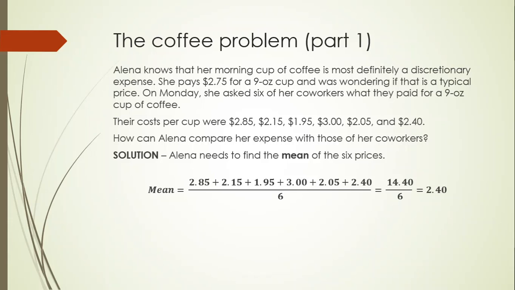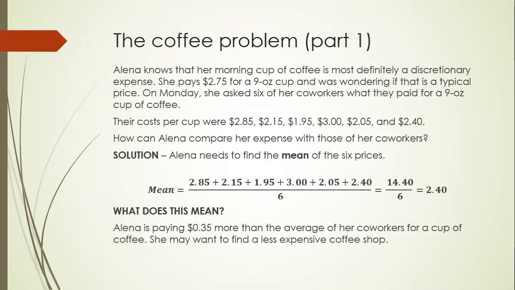Now, a big part of this class is not just finding the numbers, but realizing what they mean. So what do you think this means about Alina's cup of coffee? Well, it says that she's paying $2.75, so she's paying 35 cents more than the average of her coworkers. That means that if she's really worried about how much she's spending on coffee, she may want to find a less expensive coffee shop.